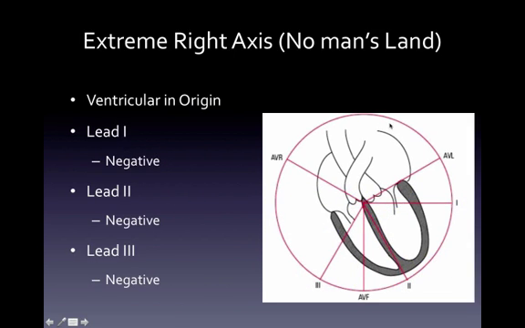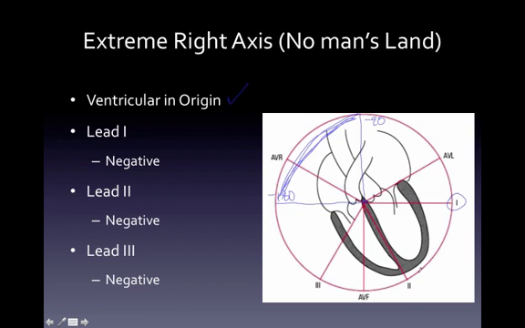ERAD, or no man's land. Extreme right axis deviation is between negative 90 degrees and negative 180. I need to tell you 2 things in this slide set. This numbering in this quadrant may change if your patient is tachycardic and it's coming from multiple locations, and I'll explain that whenever we take a look at some of the 12 leads that I have here. So we should consider that this is ventricular in origin.